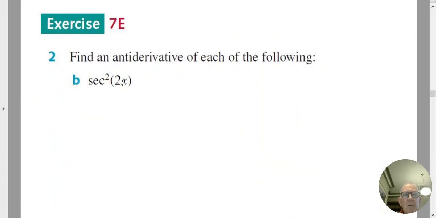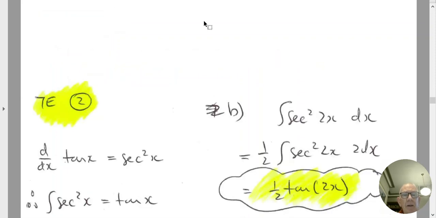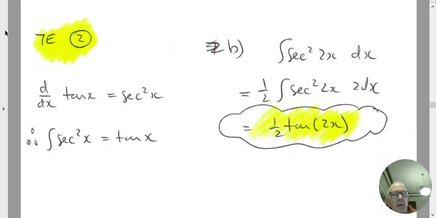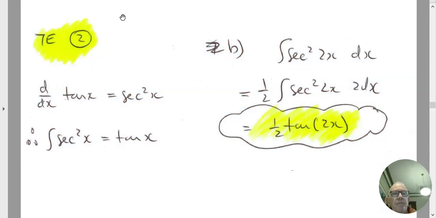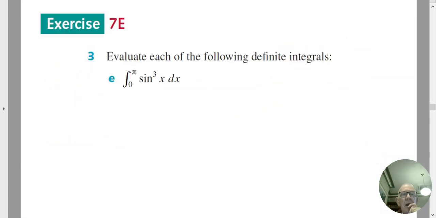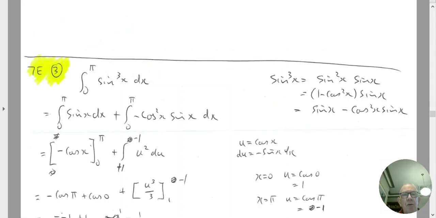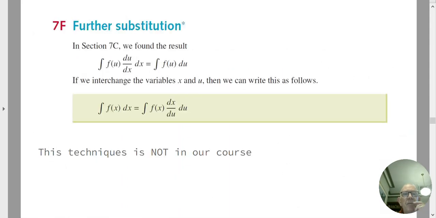For my sec squared of 2x, I know that the derivative of tan is sec squared. Therefore, the integral of sec squared is tan of x. So since I've got sec squared of 2x, I need a 2, so I can balance it out at the front with a half. It's going to be a half tan of 2x. And the same thing, but with terminals. I'll let you work through and look at those examples yourself.